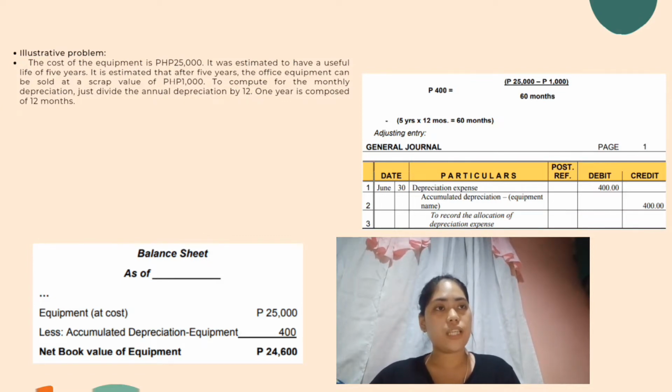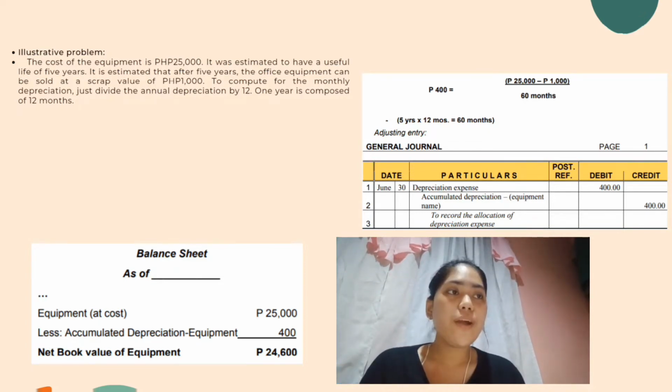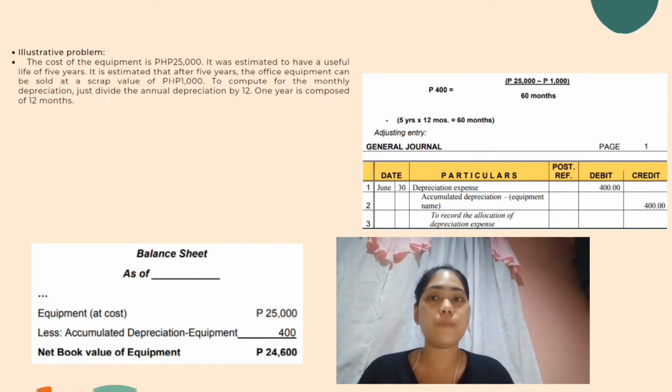So in the balance sheet, as of the month, we will have the equipment at cost 25,000, which will be deducted by the accumulated depreciation equipment, which will be 400, equals the net book value of equipment, which will be 24,600. So where did this 400 accumulated depreciation for equipment come from?